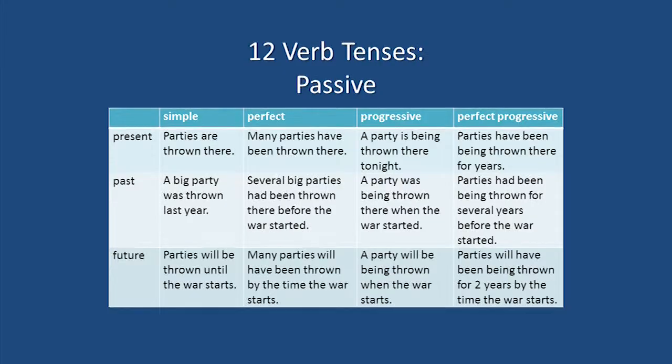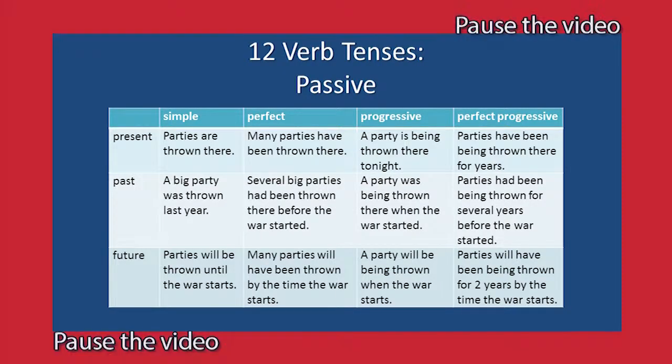Students, today let's look at verb tenses. We usually say there are 12 tenses in English: past, present, and future, combined with simple, perfect, progressive, and perfect progressive aspects to yield 12 tenses. Don't forget passive verbs. Passive verb forms are very regular, and if you study them, you can learn them pretty easily. Pause the video and study the forms.